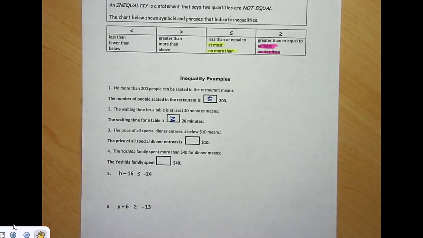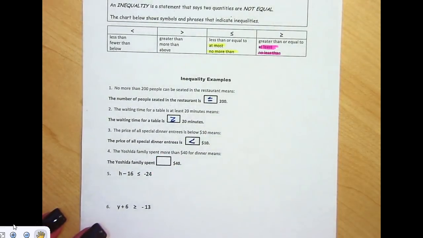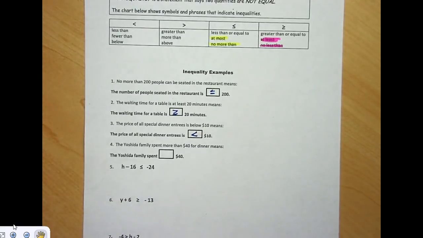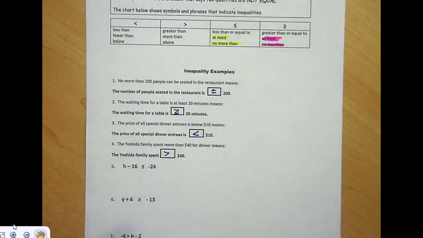The price of all special dinner entrees is below $10. Does that mean it can include $10? No, it's just less than. The Yoshida family spent more than $40 for dinner. Could they have spent exactly 40? No, it says they spent more than 40. That has to be greater than. So sometimes those words to numbers can be a little bit difficult.